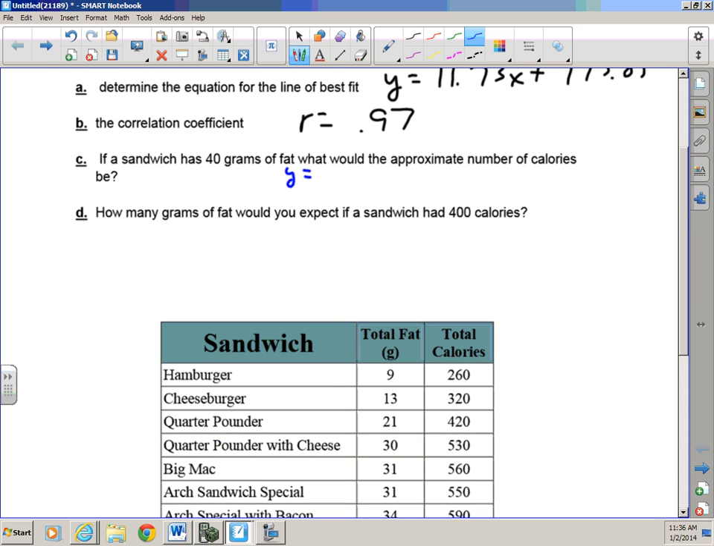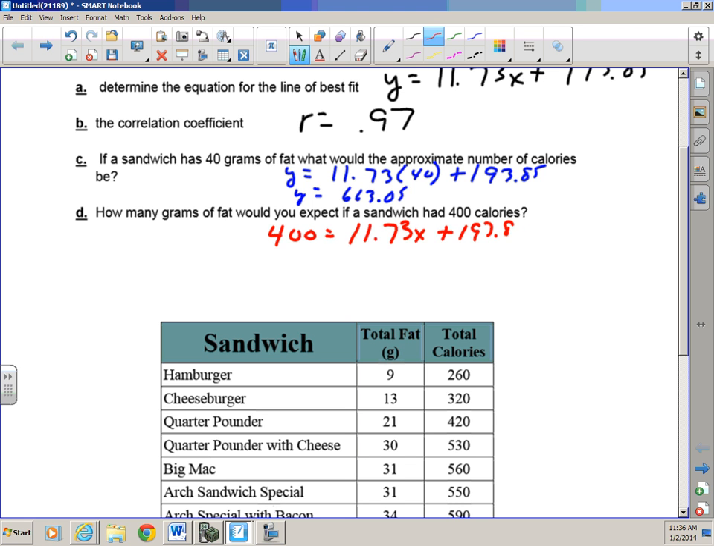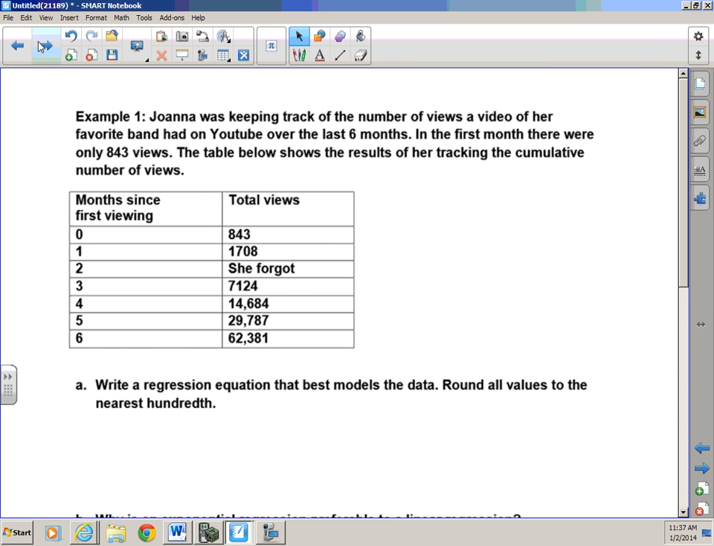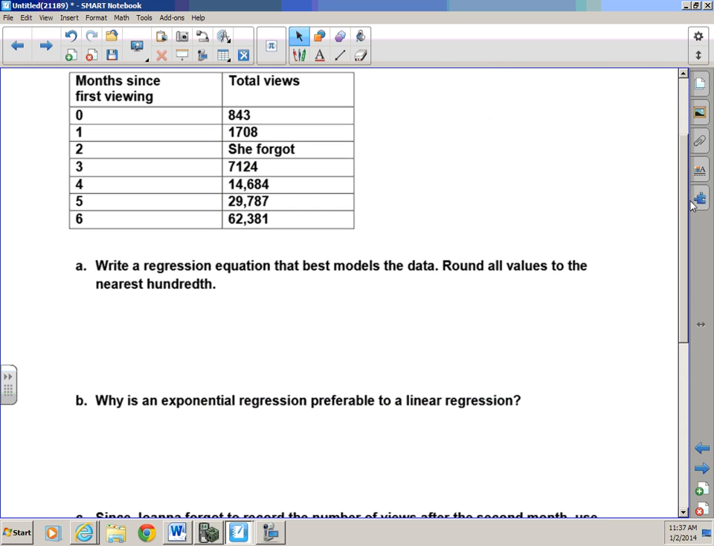If I wanted to figure out what 40 grams of fat would result in terms of calories, I put the 40 in for X in my equation to get Y is 663.05. And then finally, if I wanted to know how many grams 400 calories would be, I put the 400 in for Y, and I get X is 17.57. Now, what we want to do today, though, is do the same process, but determine if it's exponential, and if so, what's that exponential equation?